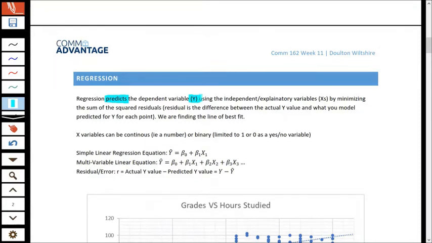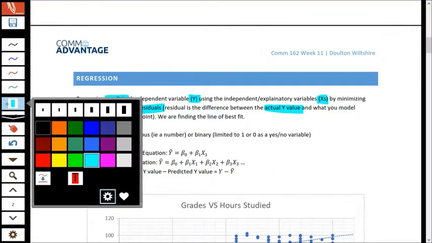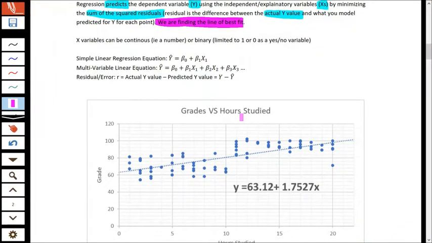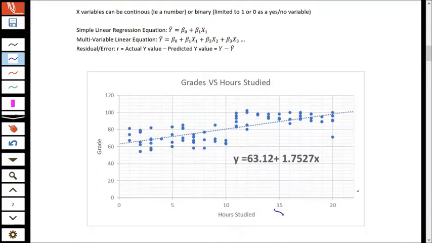Sometimes in the problems, they'll just refer to things as dependent, or they'll say, what is the dependent variable? You need to know that that's the y, using the independent or explanatory variables, which are your x's, by minimizing the sum of the squared residuals, okay? So a residual is just the difference between the actual y variable that you have in your data and what the model predicted, okay? All you're actually doing here is finding that line of best fit, okay? And so if we just jump down here to this picture, for example, if I have all of these data points, here we've got the grades versus hours studied. So we've got hours studied on the bottom, which would make that the x variable, the independent variable.